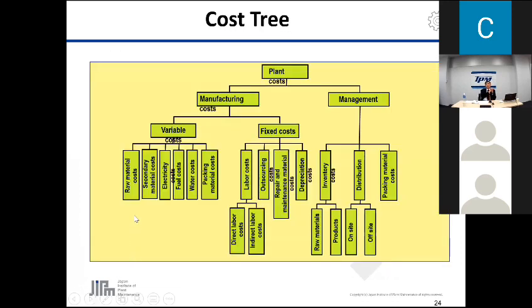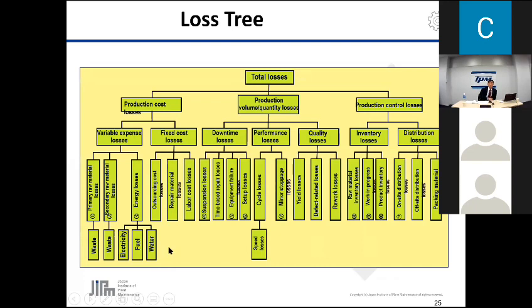This is an example of cost trees. In the case of plant cost, there is of course manufacturing cost and management cost. Of course, that depends on how you calculate in your ways. And this is a loss tree. So there should be lots of losses. You have to find out production cost loss, production volume, quality, control issues. There are so many losses.